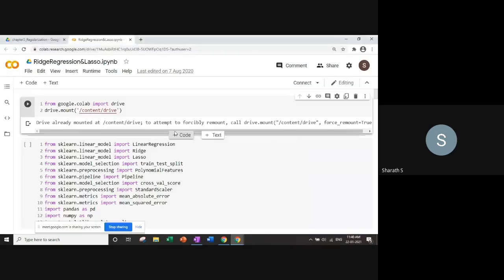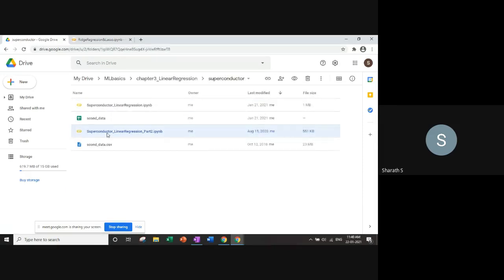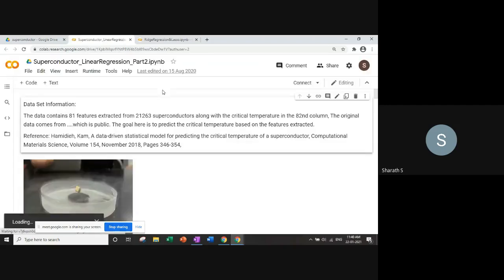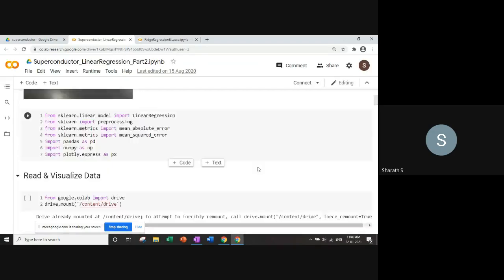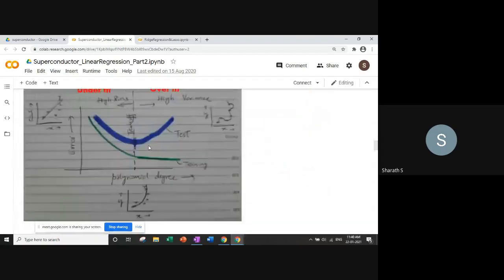So with this understanding, I think we can move ahead with the same example that we took yesterday, the superconductor example. So probably linear regression we had the superconductor. So you can still open your part two of whichever Colab file that we were looking at yesterday in the afternoon session. We did all this stuff. We did the PCA. We got this problem and all.